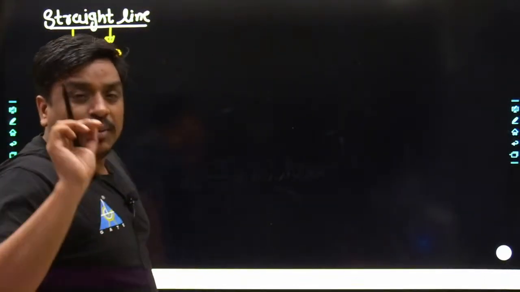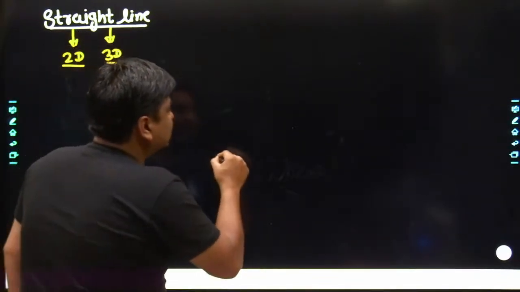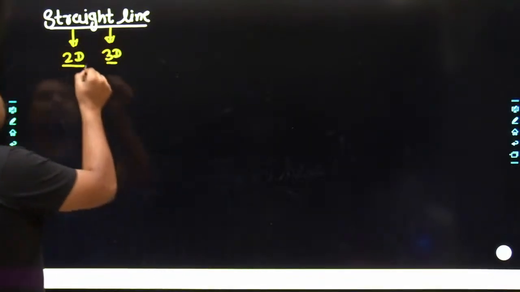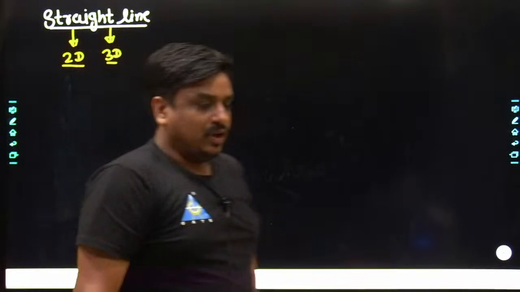And one of the most important properties this straight line follows is that only there is a change in X and Y, and hence that straight line would be called a 2D line.